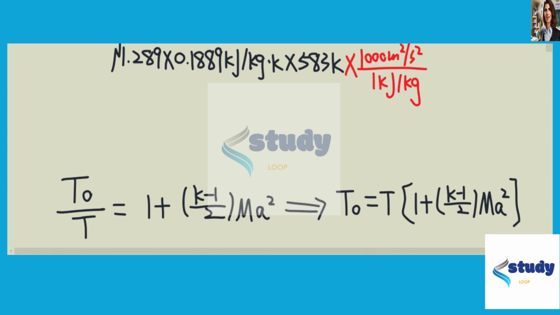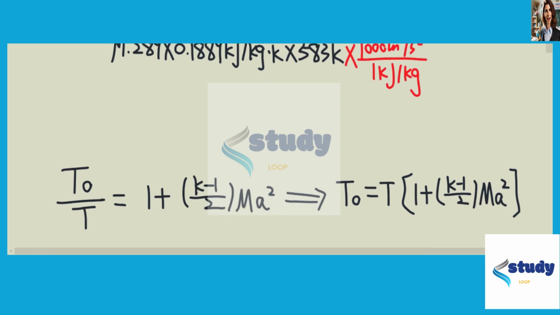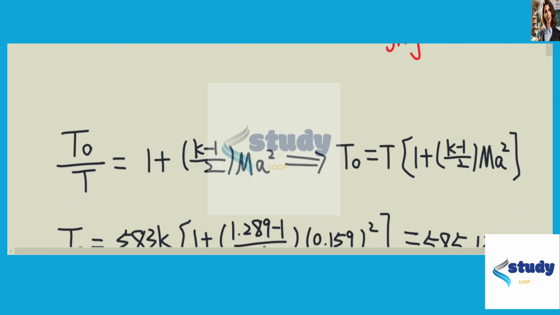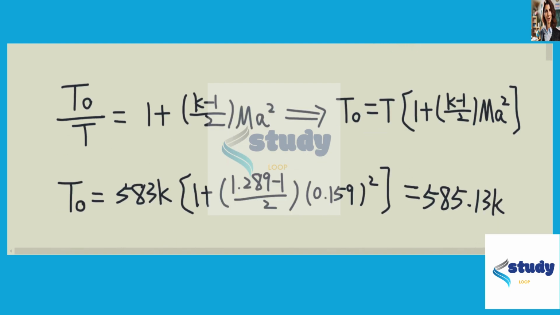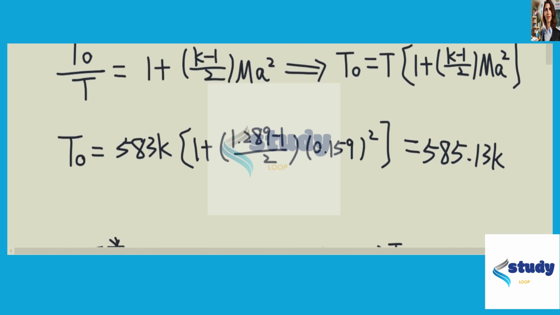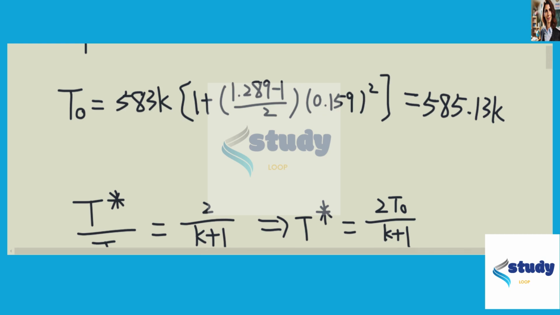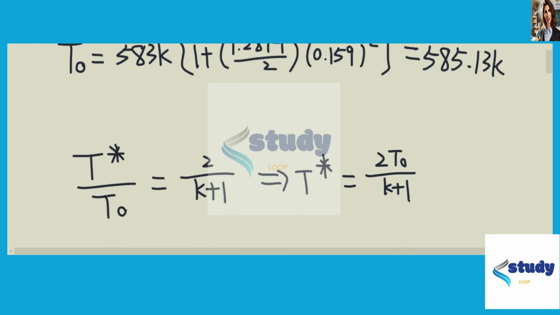So now we can determine the stagnation temperature. So stagnation temperature, which is T0 here, over T is equal to 1 plus K minus 1 over 2 times Ma squared. So if we do some arrangement here, we'll have T0 is equal to T times 1 plus K minus 1 over 2 times Ma squared. So now let's plug in the values. So eventually we'll have stagnation temperature T0 is equal to 585.13 Kelvin.